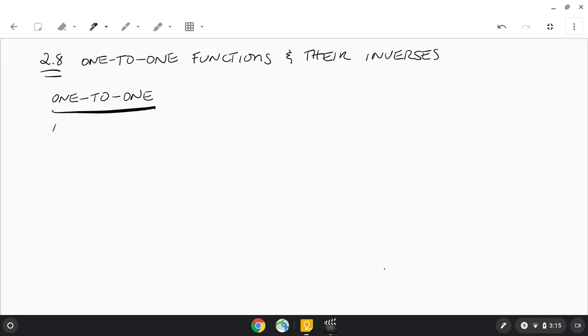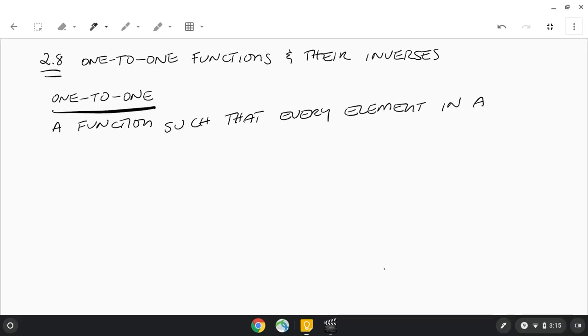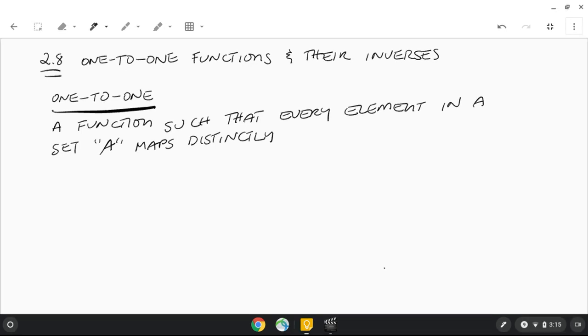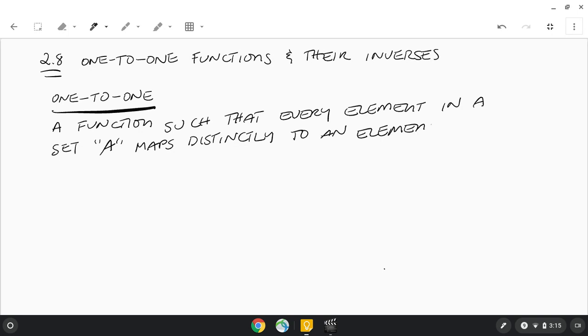Okay, so a function such that every element in a set A maps distinctly, and that's the key word right there, to an element in set B. Okay, so it sounds very similar to the definition of a function.